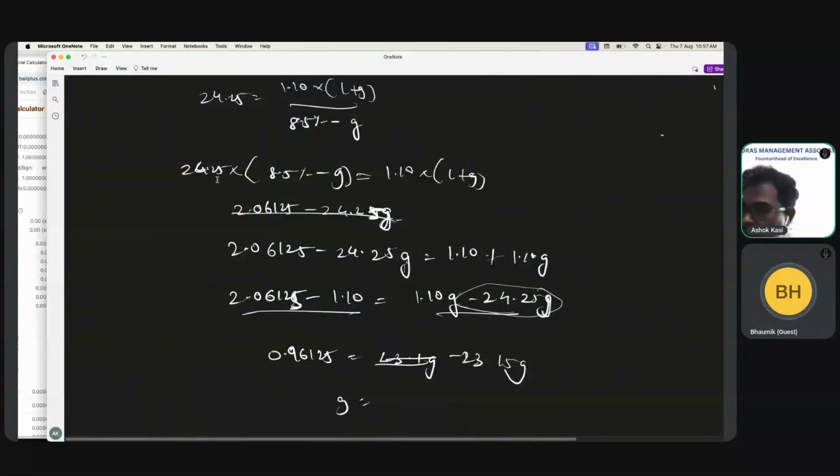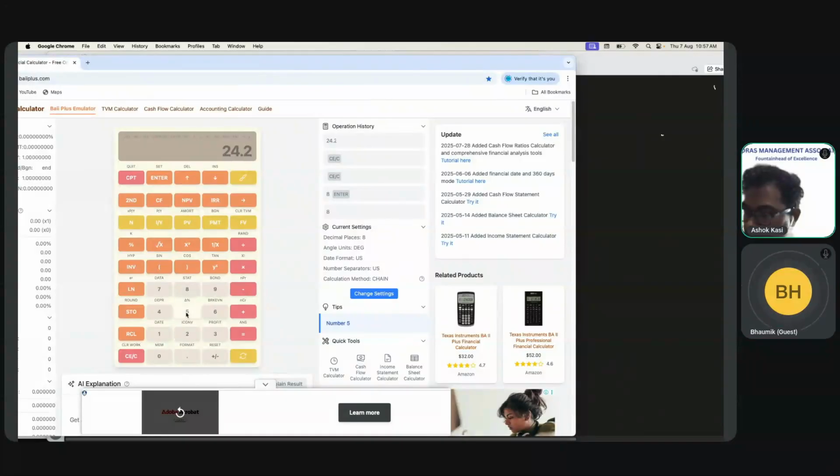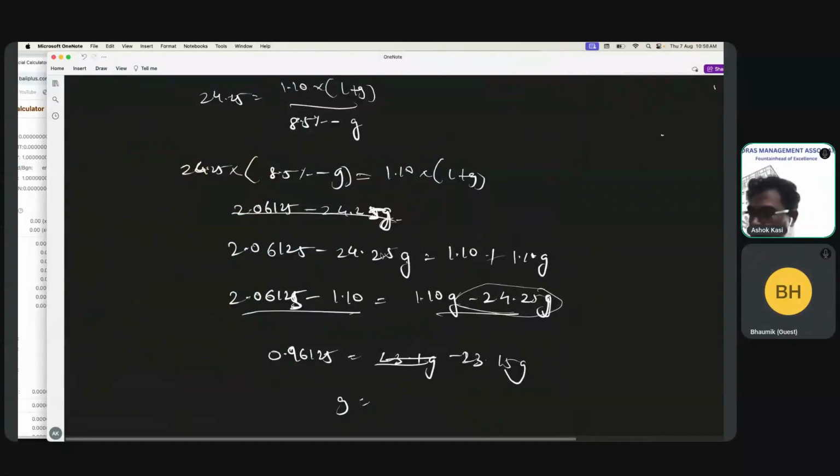Okay, so 24.25 into 8.5 percentage equal to... why is it not showing any answer? 24.25 into 8.5 percentage equal to, it is 2.06125.